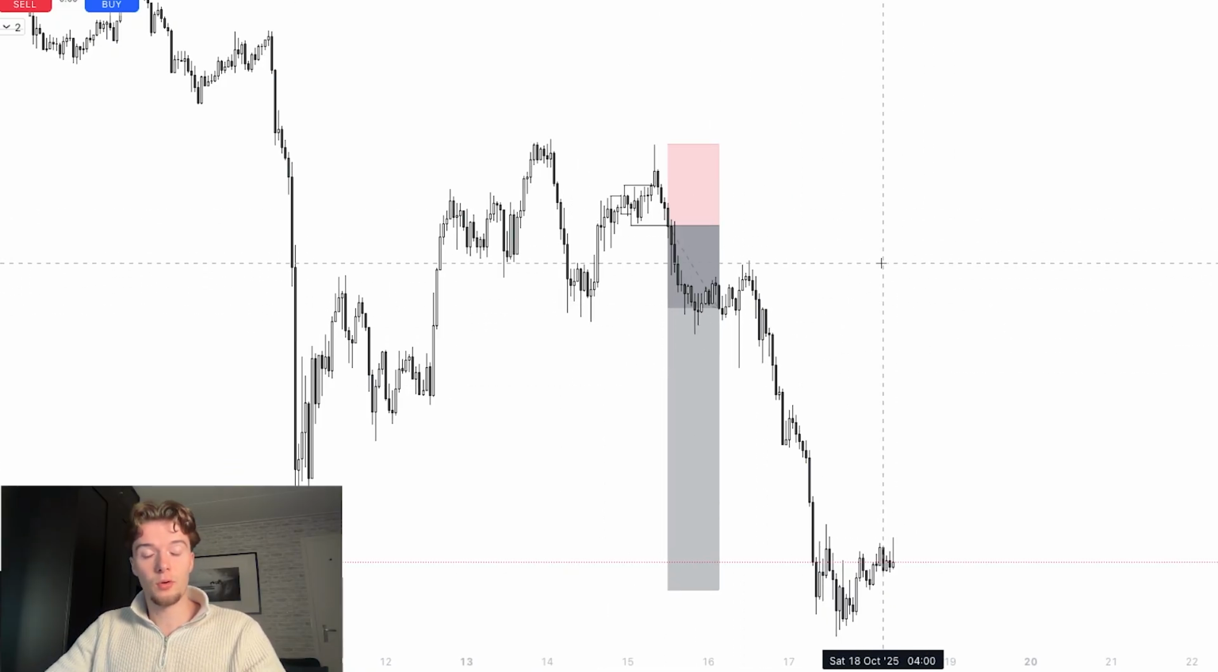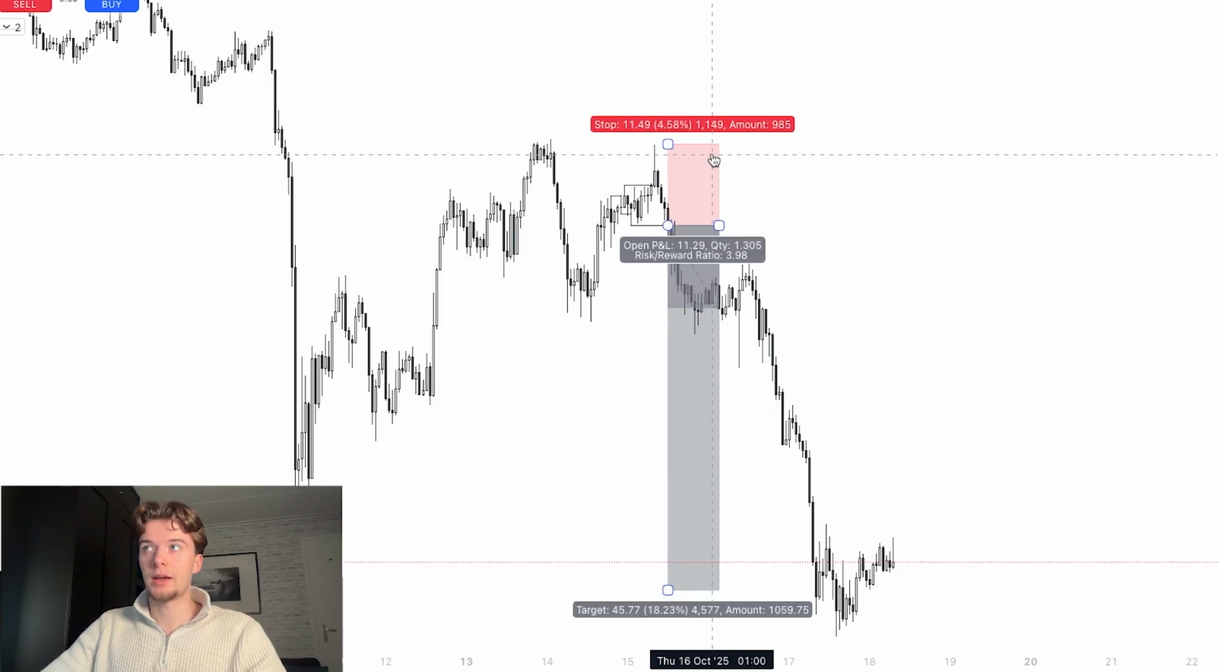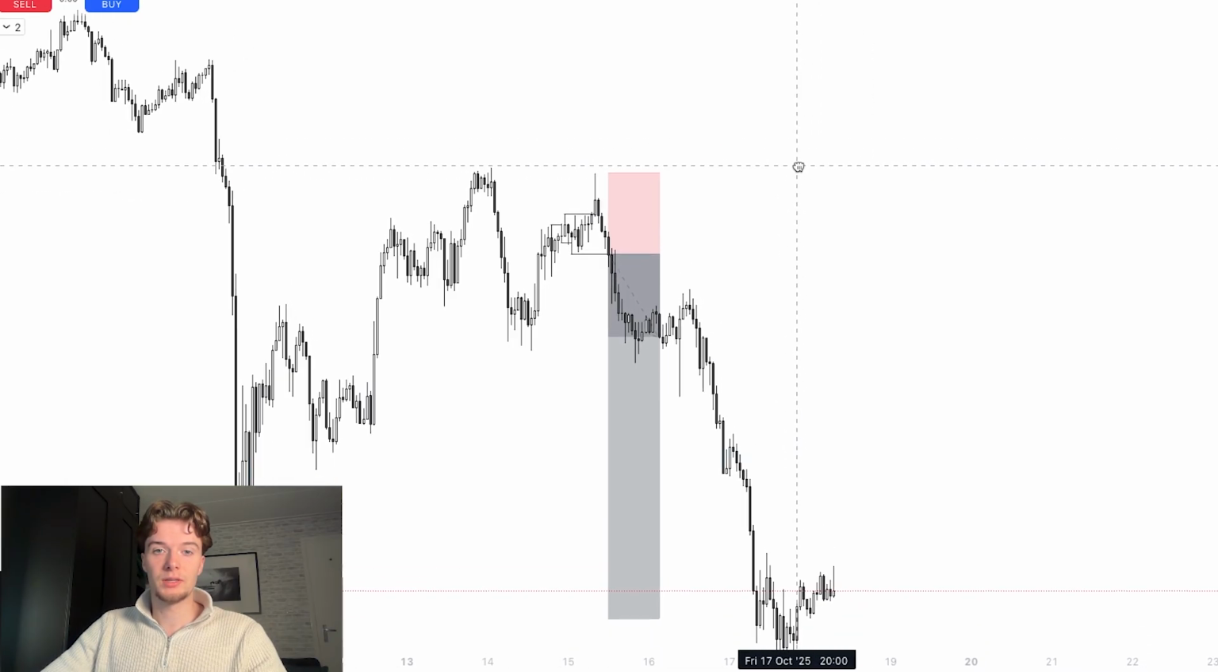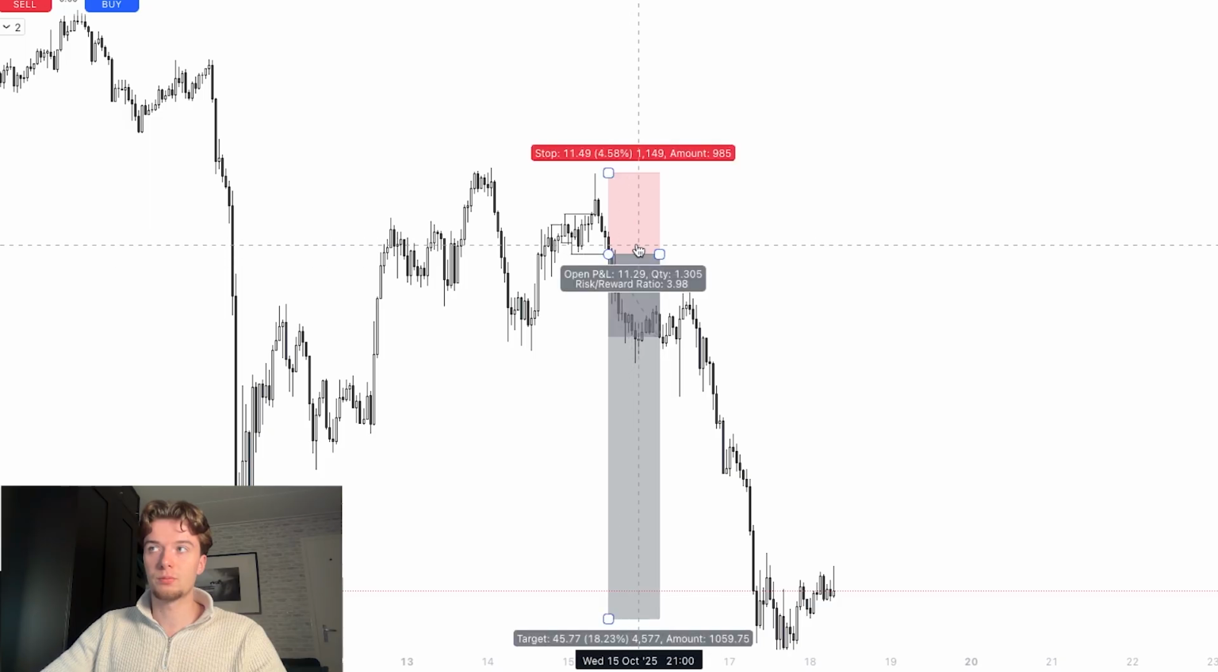And also what I always do with an add-on is that I also tighten my stop loss of the first position to the stop loss of my add-on. That means that I risk less on the first position and I can risk more on the add-on.